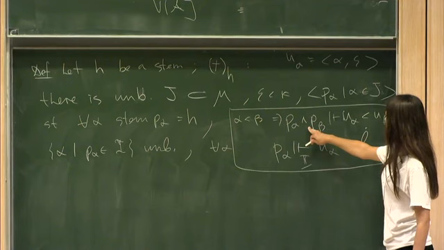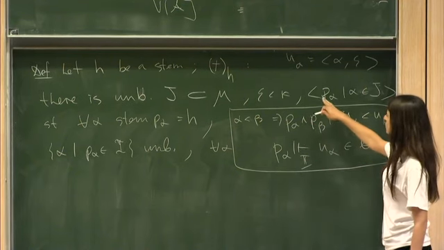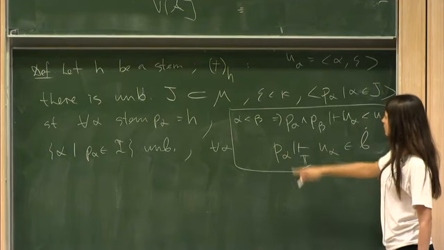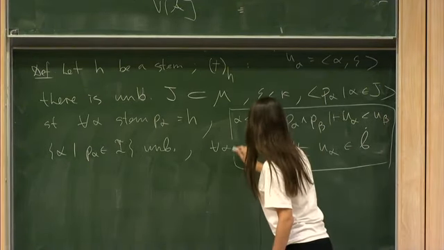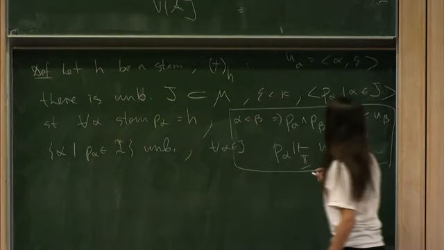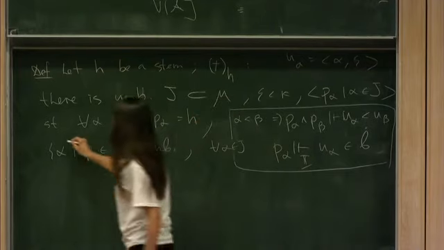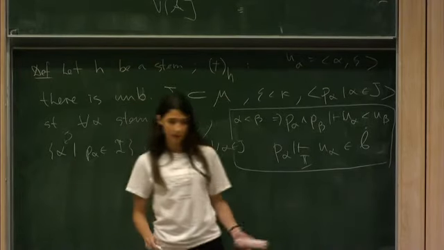Here, when you're asking the set of all alpha such that p alpha is in I is unbounded, you want them from J or not? Yeah, so for all alpha in J. Yes, p alpha is defined only for alpha in J.